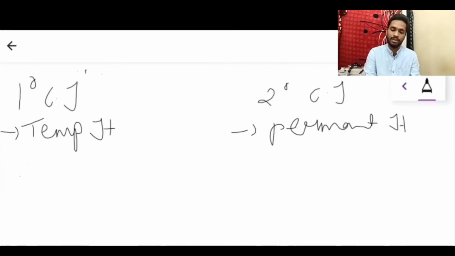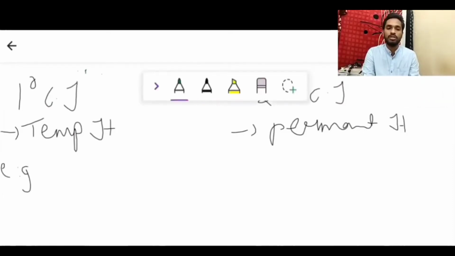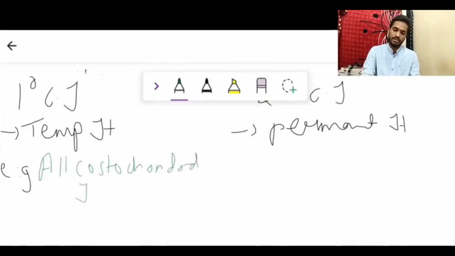Now, an example for primary cartilaginous joint is all costochondral joints. All the costochondral joints are examples of primary cartilaginous joint.